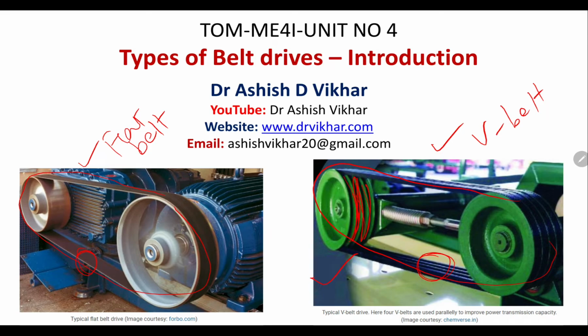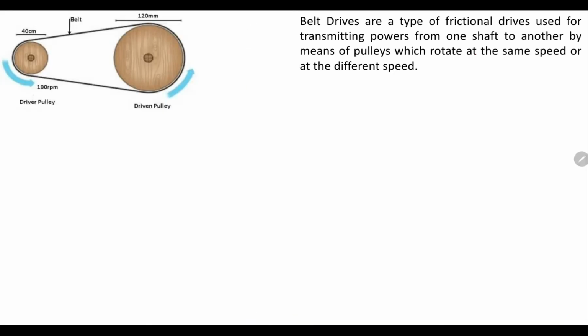So let us see the types of belt drives. As we know, this is the belt drive. Belt drives are a type of frictional drive used for transmitting power from one shaft to another by means of pulleys which rotate at the same speed or at different speeds. This we have seen in the last lecture.